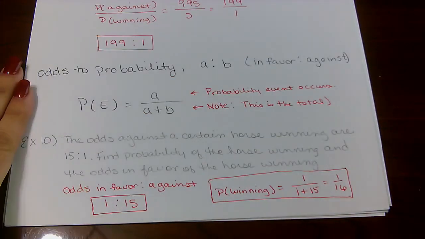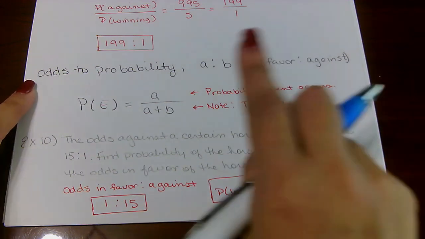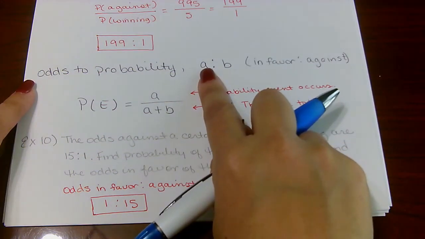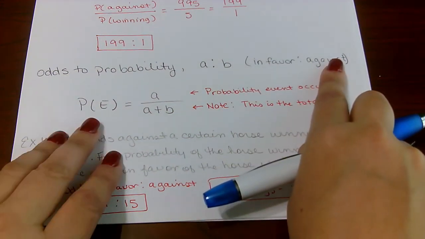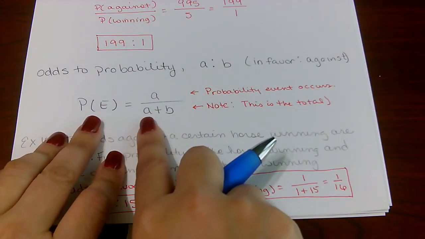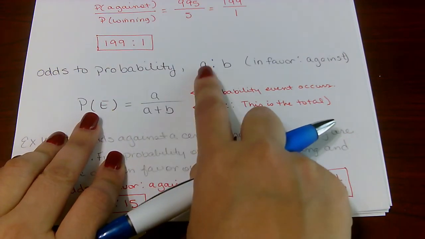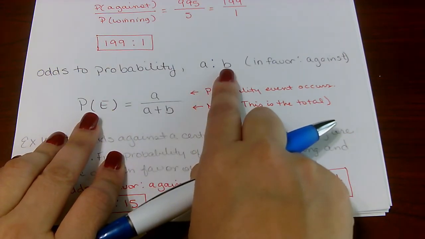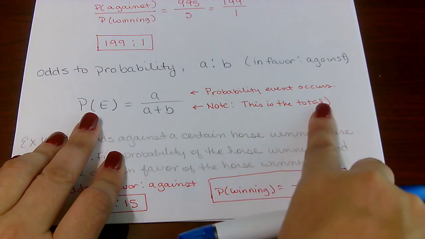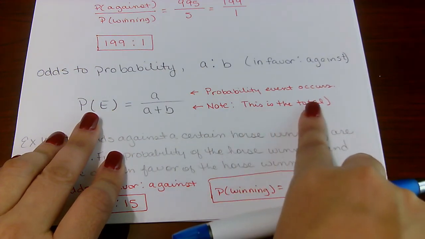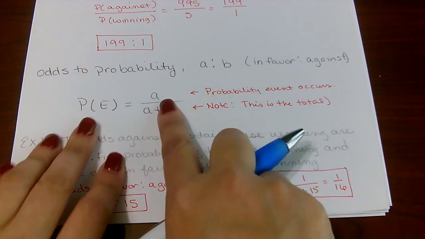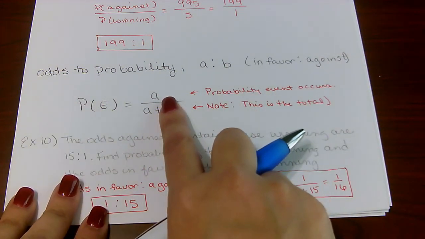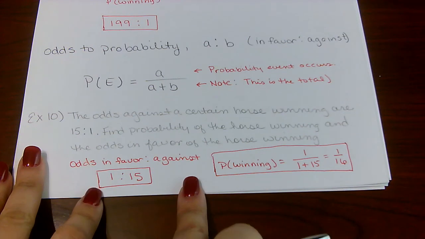Now when we're talking about odds to probability, what we're saying is A is in favor, B is against. If you want to change that to a probability, remember that A and B must be added together to get your total. That's what I have written here. This is the total amount. The probability the event occurs is going to be called your A in this case. So let's look at this last example.